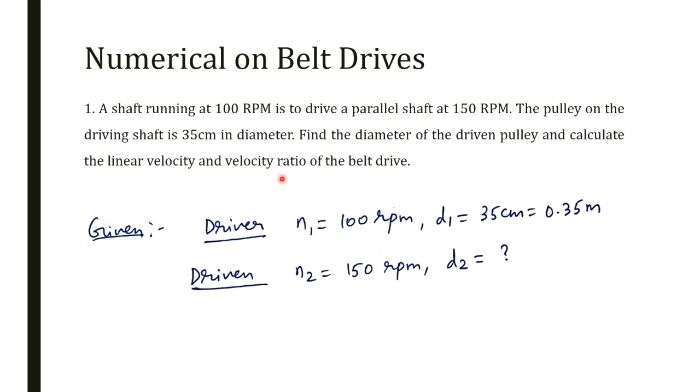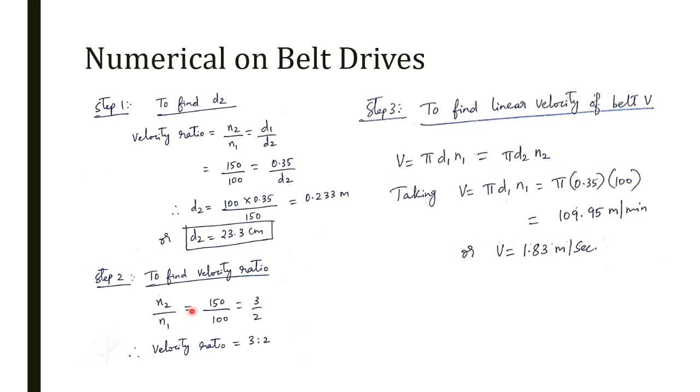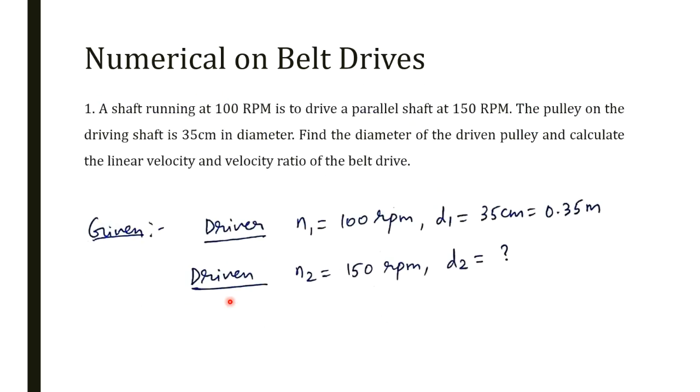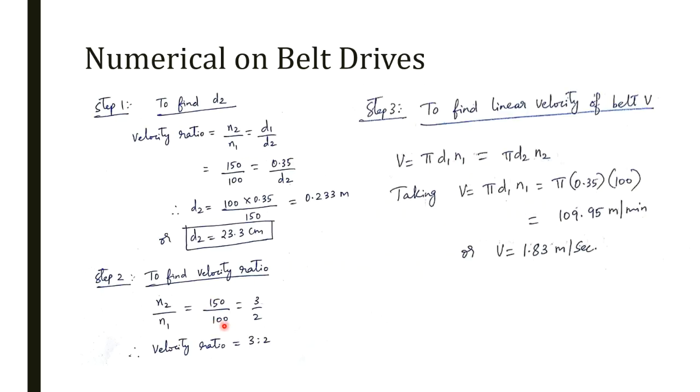Calculate the linear velocity and velocity ratio of the belt drive. So velocity ratio you can calculate. Again, you have the formula N2 by N1 is equal to 150 by 100. 150 is the speed of the driven pulley, and 100 rpm is the speed of the driving shaft. So it is 3 by 2. Velocity ratio is equal to 3:2.